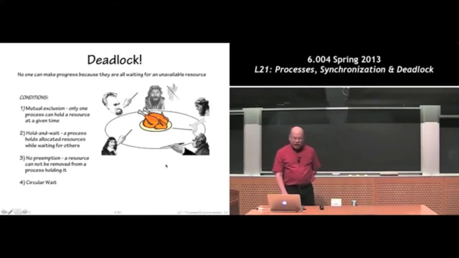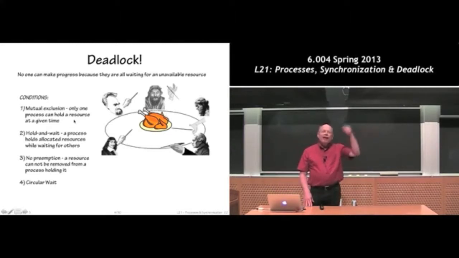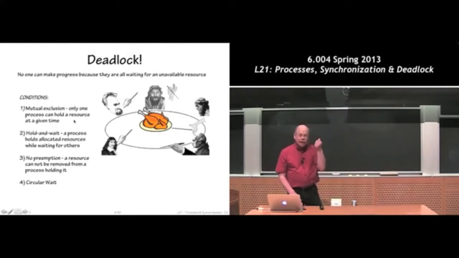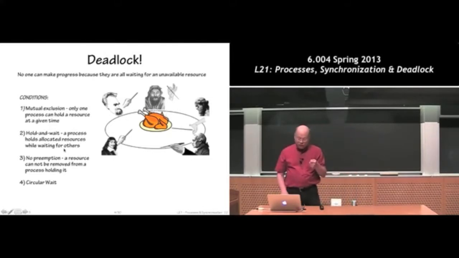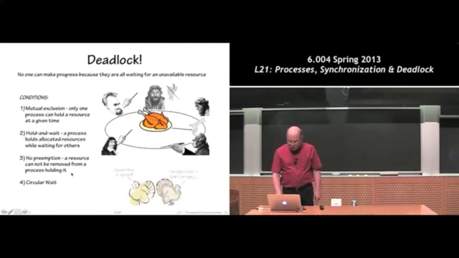They're all sitting here, and everybody can grab one chopstick, and only one person can have the chopstick at a time. So there's this notion of exclusive use of a resource. This notion that once you grab the resource, you're not going to let go until you're done. So it's hold and wait. You're waiting on something else, and you're not going to let go of the chopstick that you have. And there's no preemption. There's no way to say, okay, give me back the chopstick. We're going to have to solve this problem some other way. So now we have this circular wait going on.